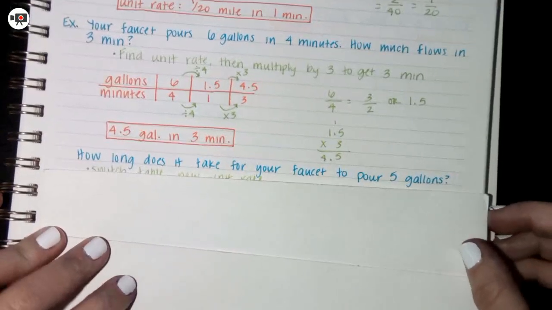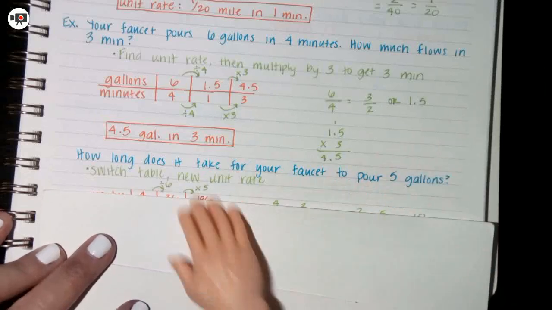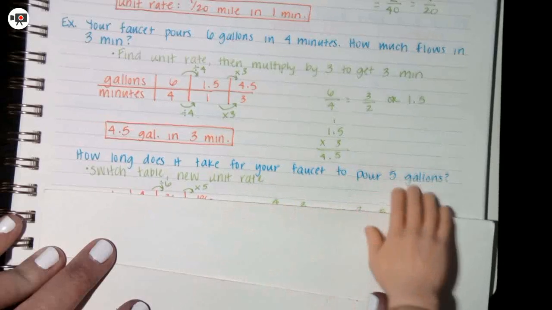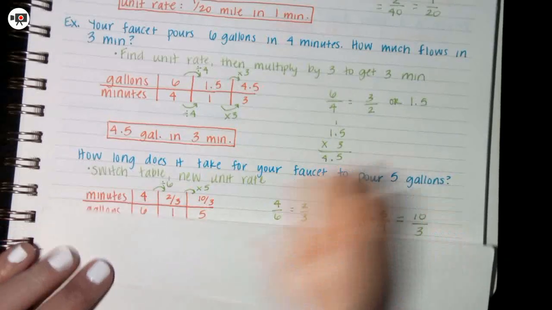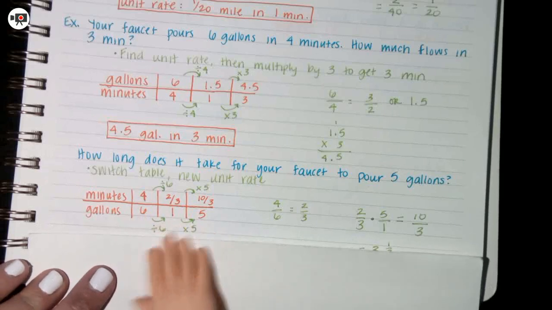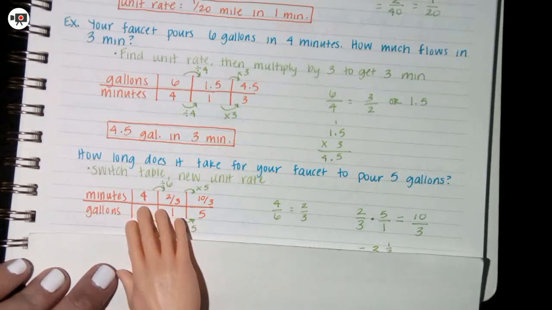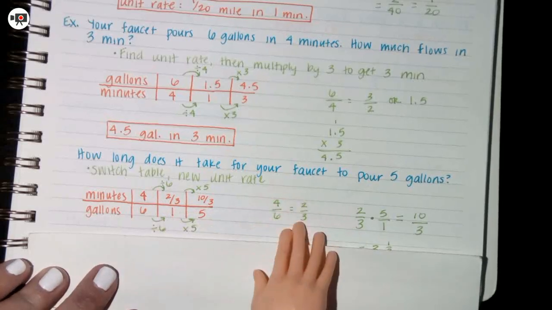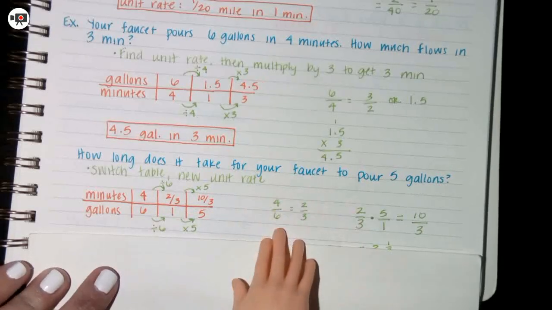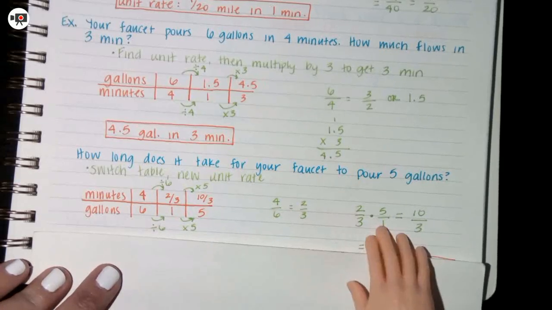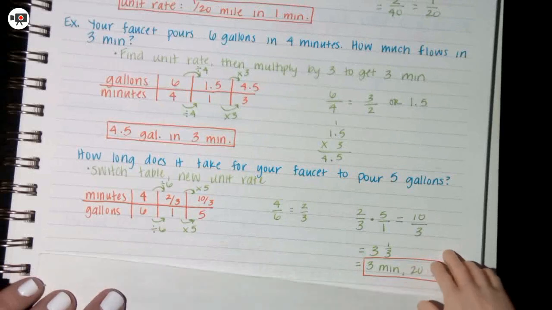How long does it take your faucet to pour 5 gallons? I'm going to switch the table and find a new unit rate, because it's asking now about 5 gallons. So minutes to gallons, I need a unit rate for gallons. 6 to 1, divide by 6. 4 divided by 6 is 2/3. You can work that over here with this fraction. Then to go from 1 to 5, I multiply by 5. 2/3 times 5 is 10 over 3.